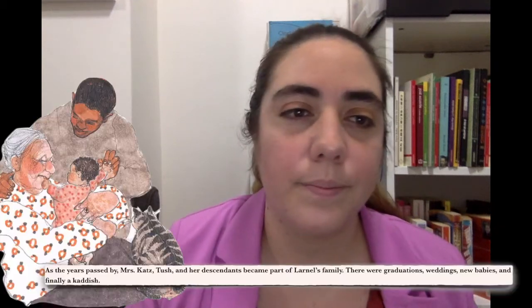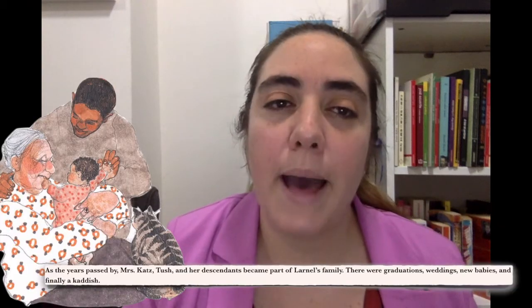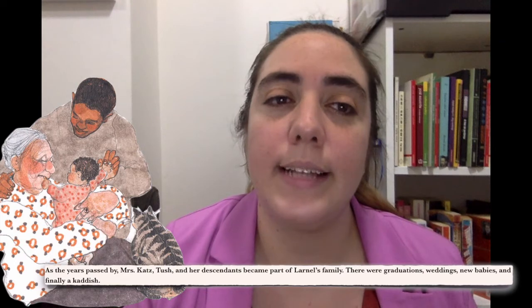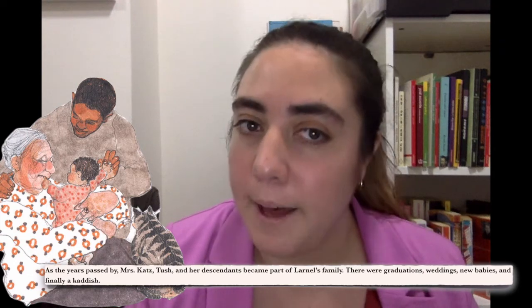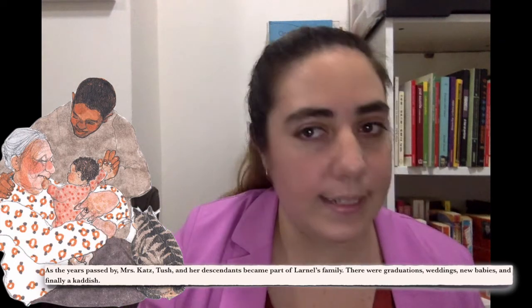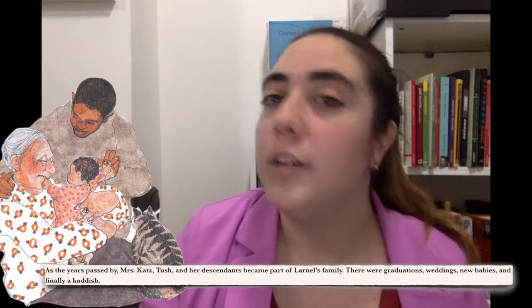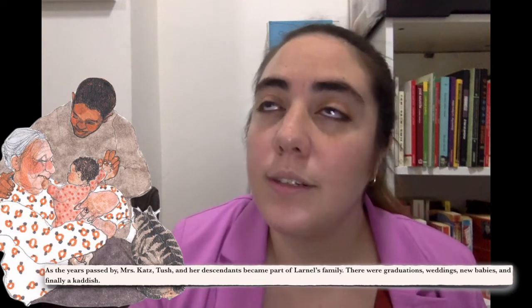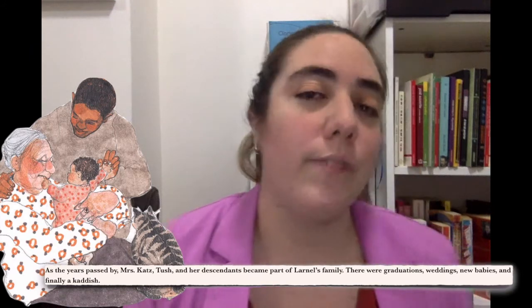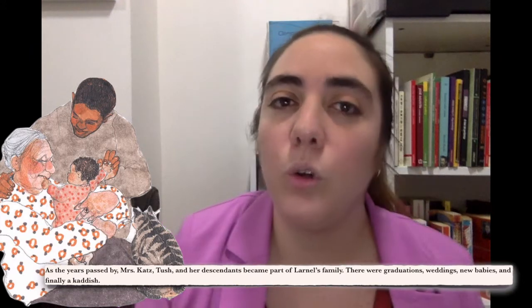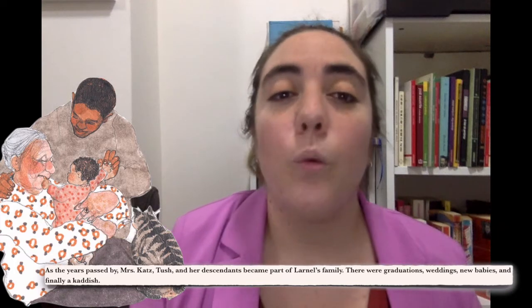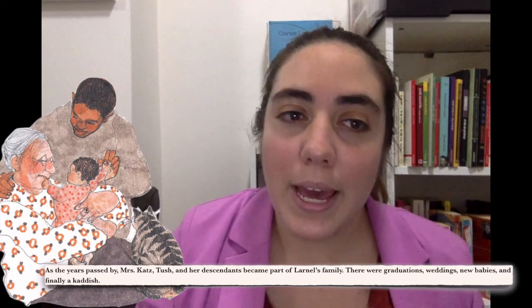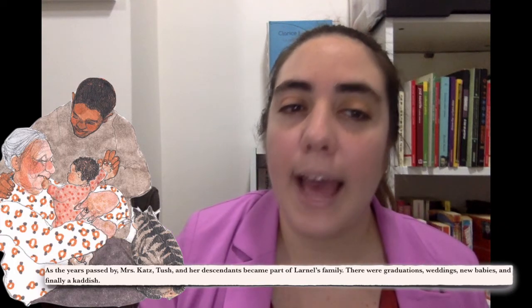In the end it says, and I want to reread this, as the years passed, Mrs. Katz, Tush, and her descendants became part of Larnell's family. So although Mrs. Katz didn't have a family of her own, she now shared one with Larnell. There were graduations. Graduation, you know what a graduation is, when you finish P6 or when you finish high school or university. Weddings, new babies, and finally a Kaddish.